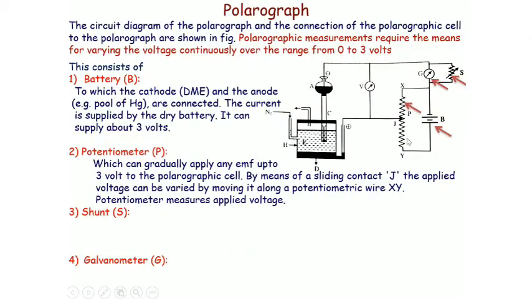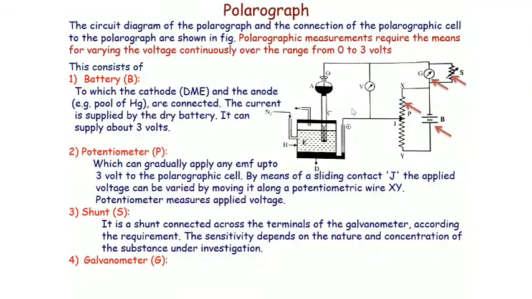Here is a potentiometer. Potentiometer can gradually apply any EMF up to 3 volts. It applies any EMF up to 3 volts to the polarographic cell by means of this sliding contact J. And the potential varies when the sliding contact is moved along this wire XY.